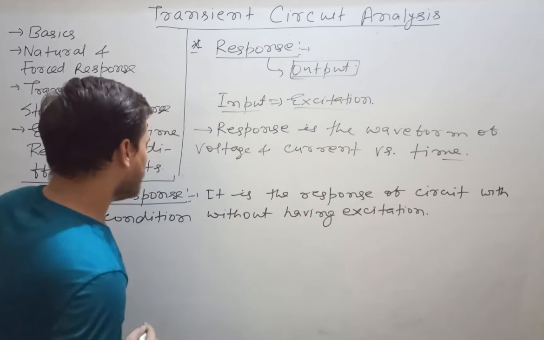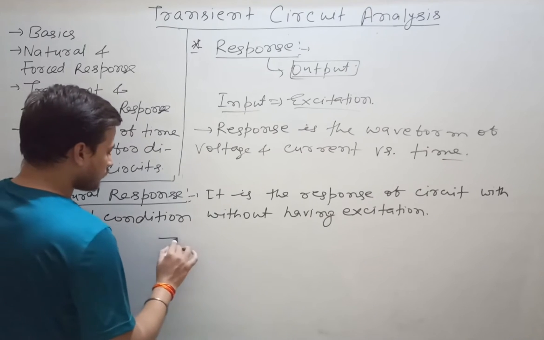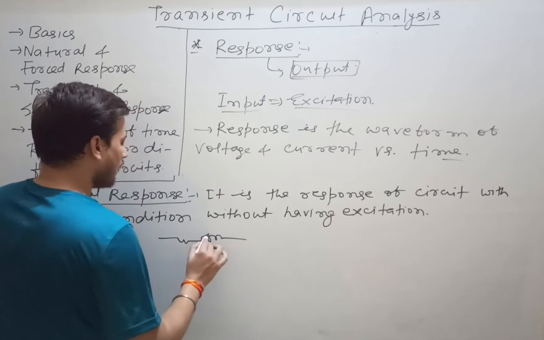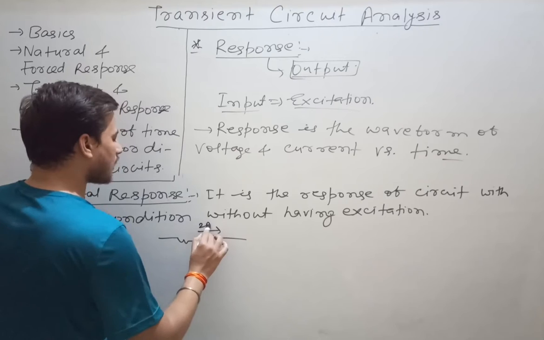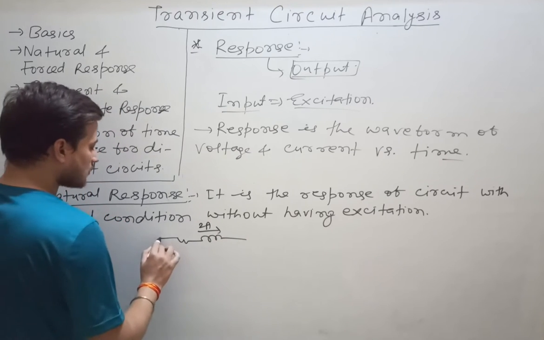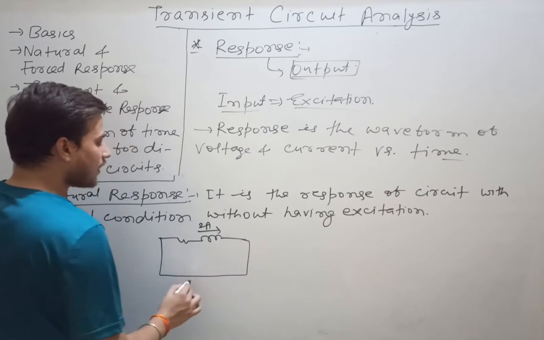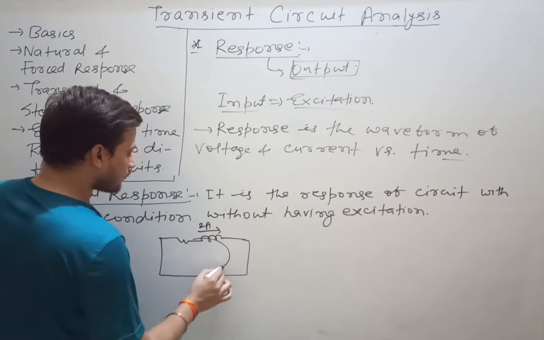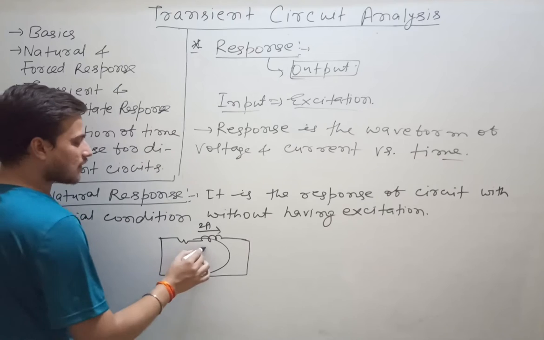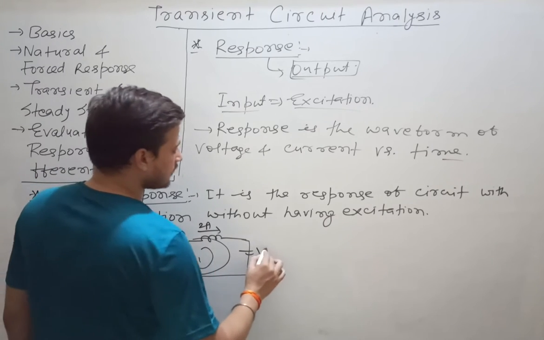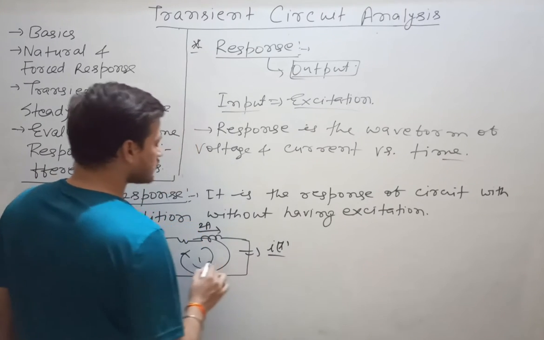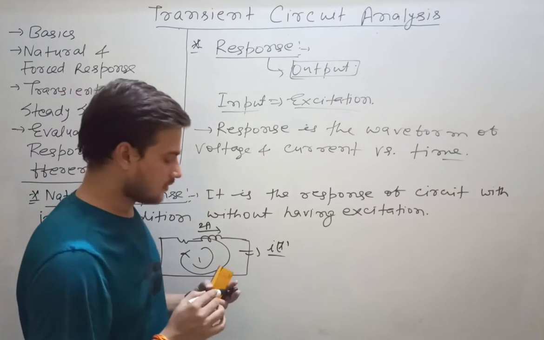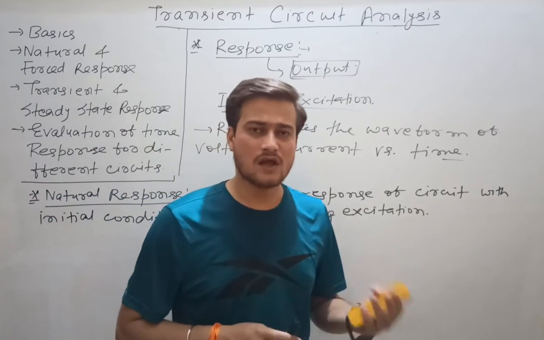It means they are saying that suppose you are having a circuit like this one, and this inductor was initially carrying a current of 2 ampere. So now they are saying that you are not providing any excitation in the circuit, and now you are getting the response of the circuit, that means current through this circuit i(t). So here this response is called natural response.